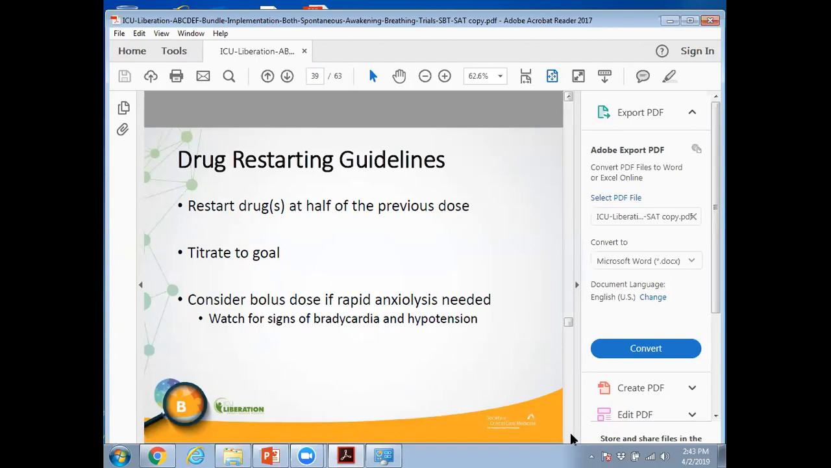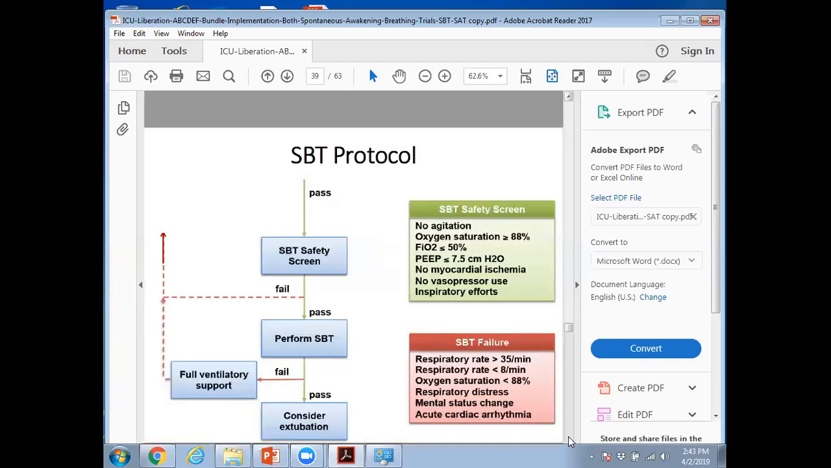So the guidelines also say that when you want to restart sedation, don't restart at the same dose. Try a lower dose, maybe half of it, and titrate to the goal. And maybe consider a bolus. Sometimes the patient becomes very agitated, and you have to give a bolus to calm him again.